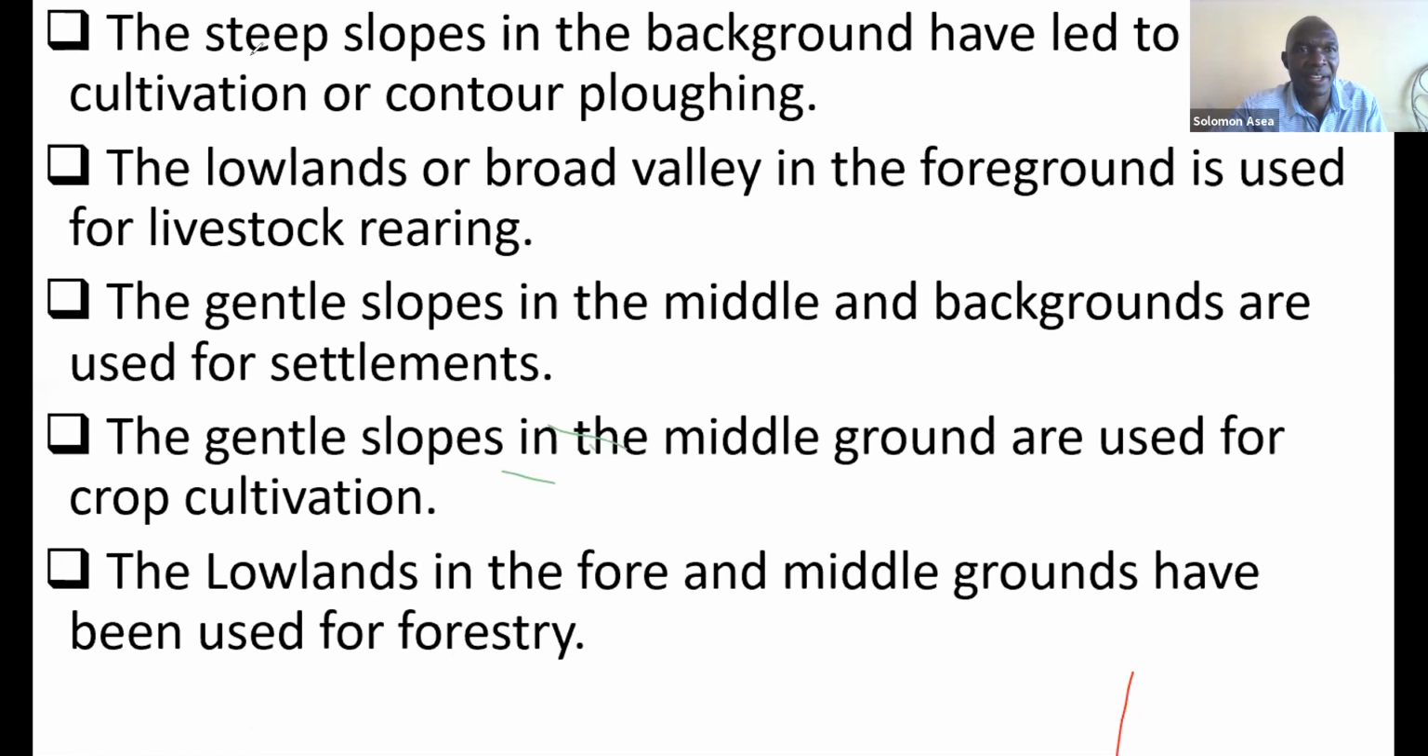So we can see here, this is the relief. This background is the location, the lowland. Then we have terrace cultivation as the activity. The land use activity or the economic activity is this.